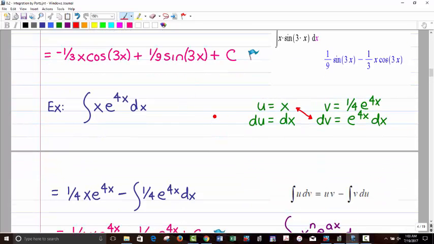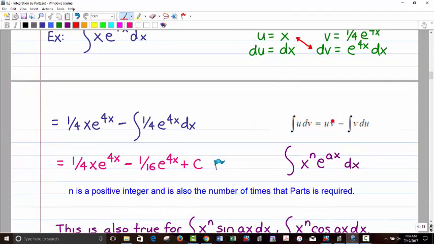Let's try x e to the 4x. The u needs to be the x. So that means the dv will be e to the 4x dx. So the antiderivative of e to the 4x will be 1/4 e to the 4x. Once again, to go from dv to v, it's an antiderivative. And then the derivative of x would just be dx.